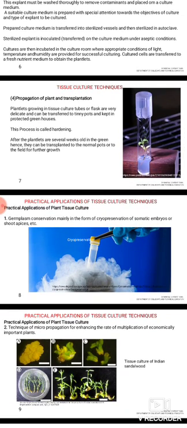Next is propagation of the plant and transplantation. The plantlets growing in tissue culture tubes or flasks are very delicate and can be transferred to tiny pots and kept in protected greenhouses. This process is known as hardening or acclimatization. After the plantlets are several weeks old in the greenhouse, they can be transplanted to the normal pots or to the field for further growth.